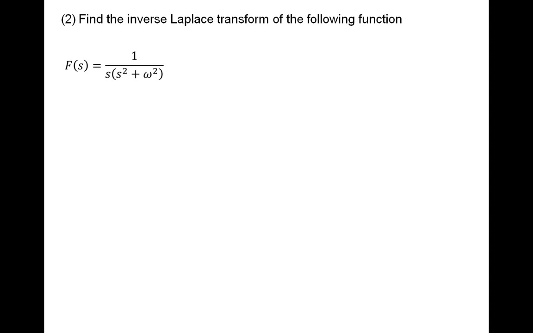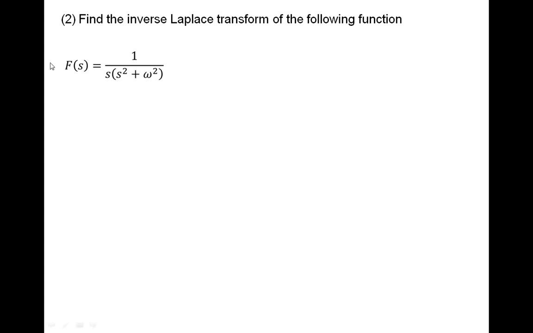Here we have two polynomials. One is s and another one is s squared plus omega squared. s has a simple root. However, s squared plus omega squared has a complex conjugate root. To solve this one, we have two approaches.